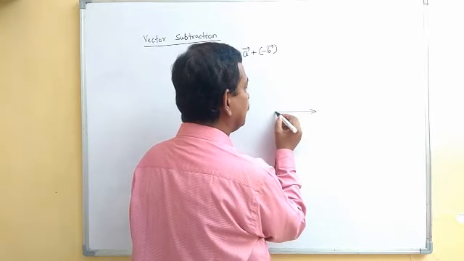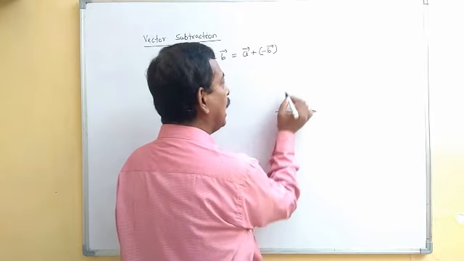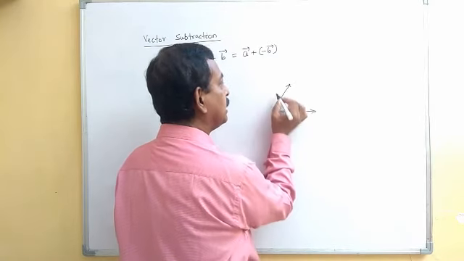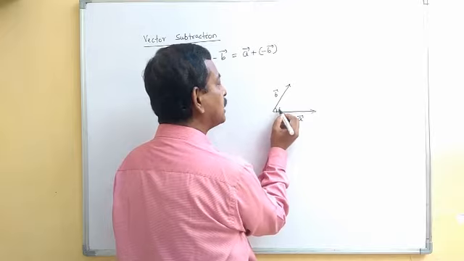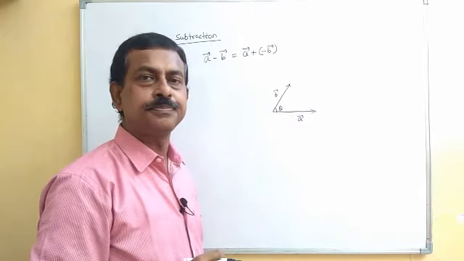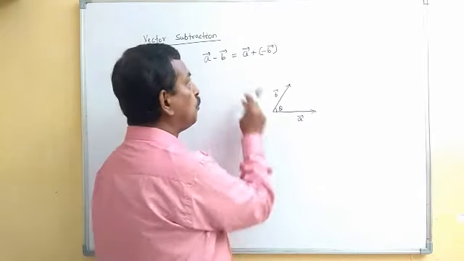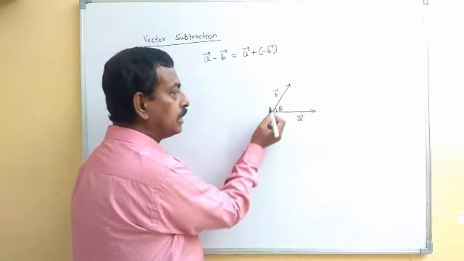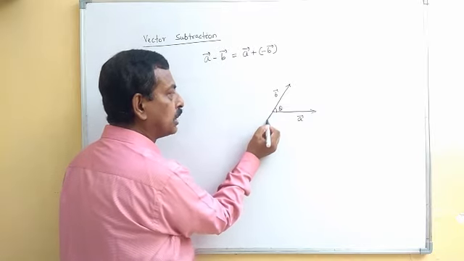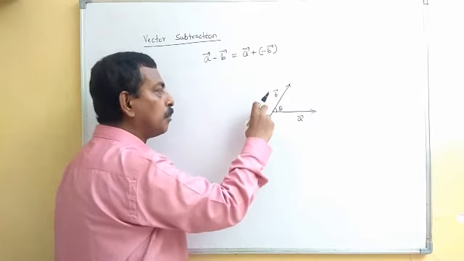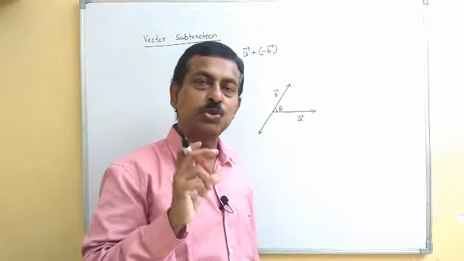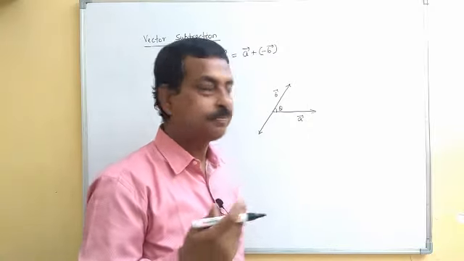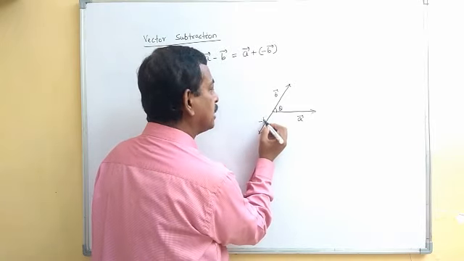Suppose this is your vector A and this is your vector B. This is vector A, this is vector B, and it is inclined at an angle theta. For getting the difference, we'll represent this vector B in the opposite direction, and its magnitude should be the same as the given vector B, so that we can get the negative vector. So here this is your minus vector B.